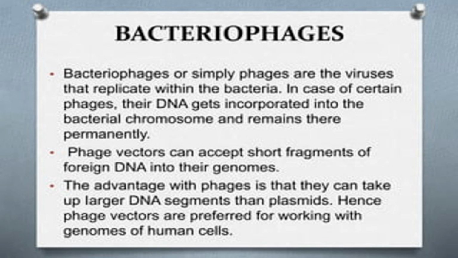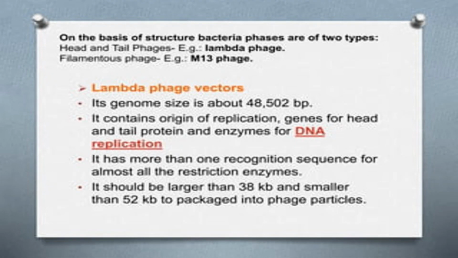On the basis of structure, bacteriophages are of two types: head and tail phages and filamentous phages. The best example for head and tail phages is lambda phage, and for filamentous phage, it is M13 phage. The size of lambda phage vectors is about 48,502 base pairs.